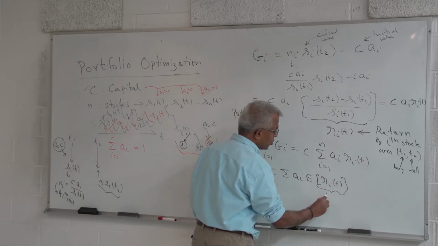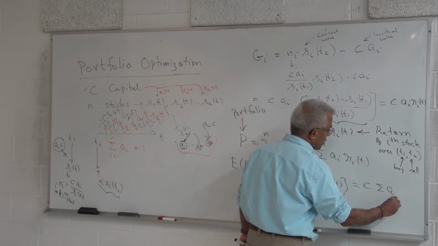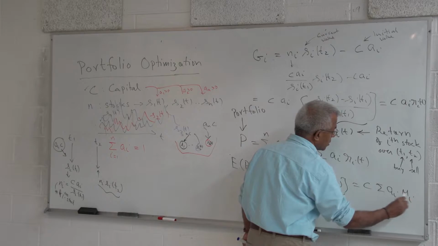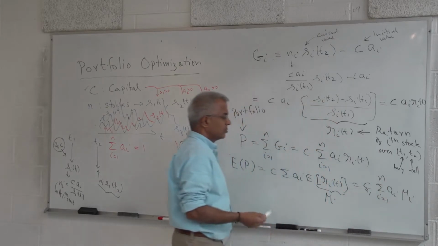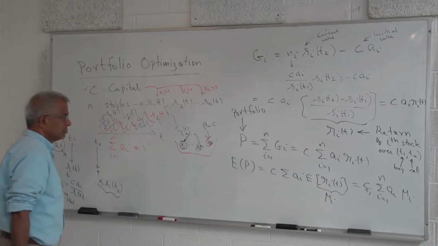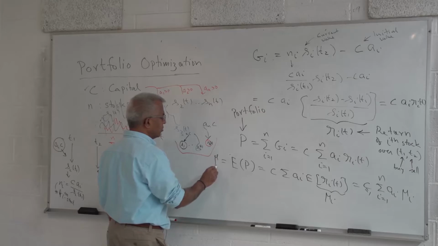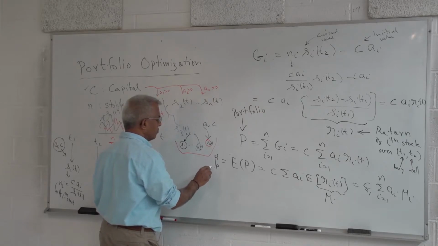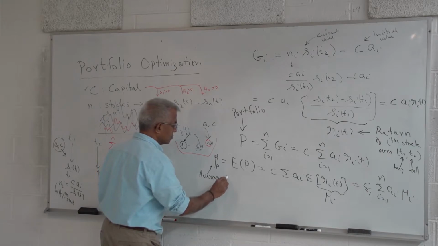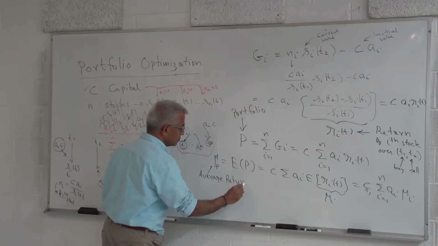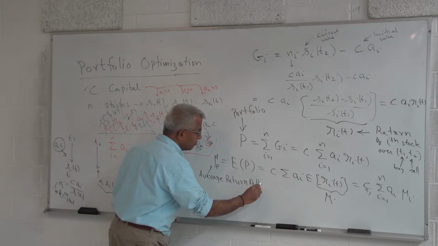And let me call this quantity mu I. So this is going to be C sigma AI mu I, i equal to 1 through n. We can take C to be 1 so that we don't have to carry it around. So this is the mean value, or the return on the portfolio, the average return of the portfolio.